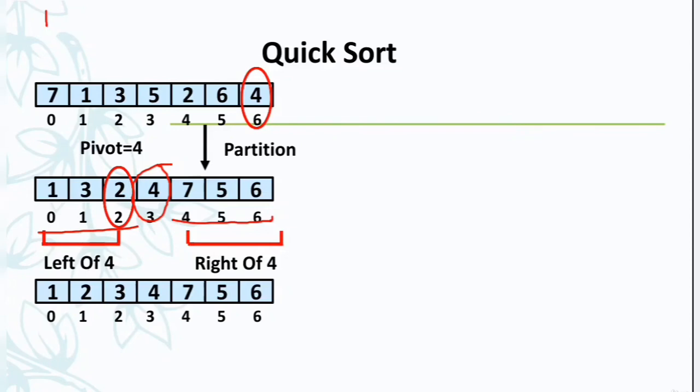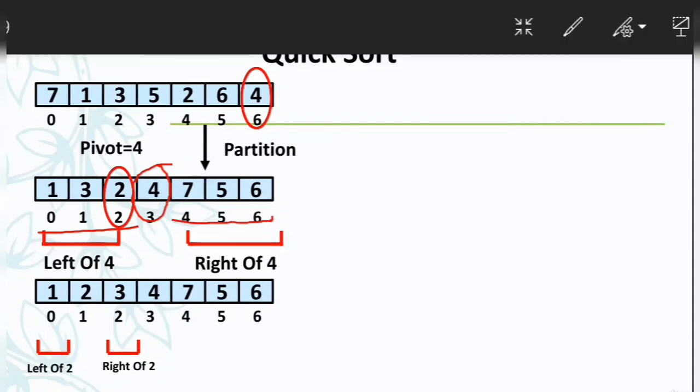After dividing these elements, I have taken the left part of the 4. Again, I have taken a pivot element and divided that into two parts. In this case, my pivot element is 2. So I have divided that into two parts. On the left side of 2, all the elements which are smaller than 2 are present, and on the right part of 2, all the elements which are greater than 2 are present.